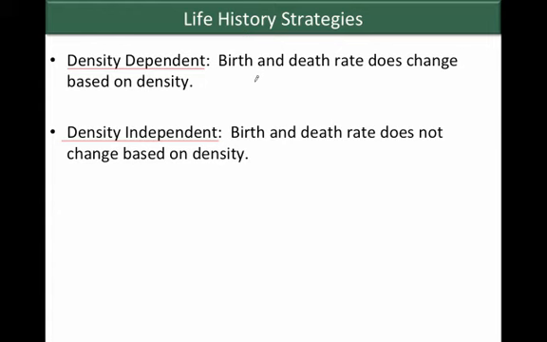All of these are dependent upon the density of that population. Density independent factors are factors that are not based upon the density. So for instance, if you had a situation where there was drought, so lack of rain, it doesn't matter if you have a very high density or a low density. The lack of rain is going to affect certain populations quite a bit. So it doesn't matter upon the density.